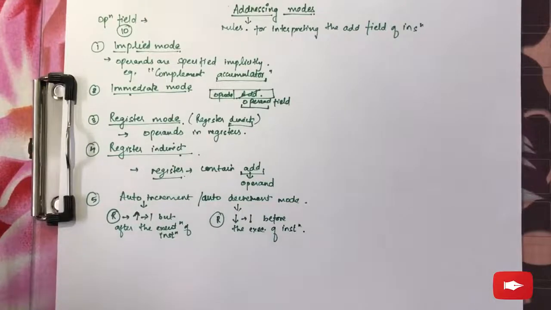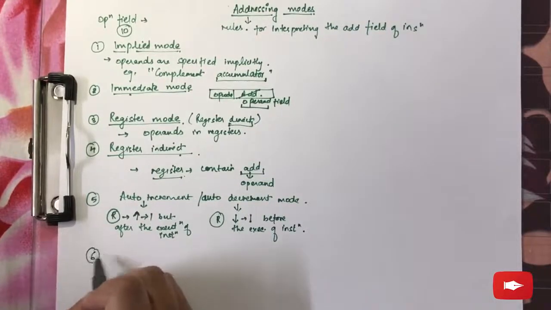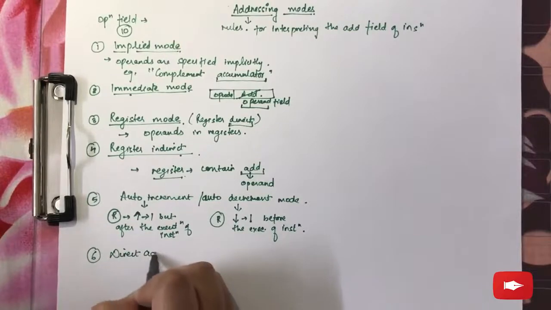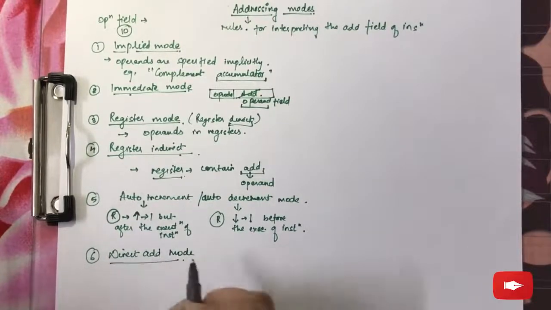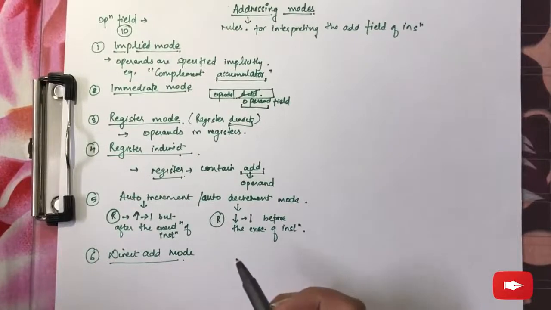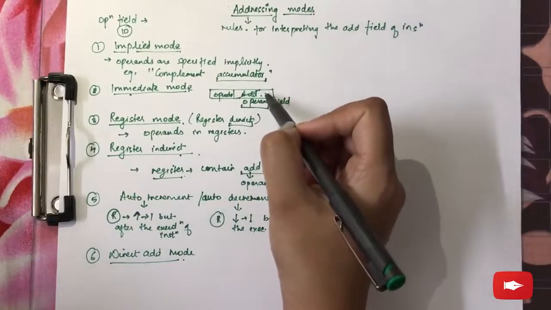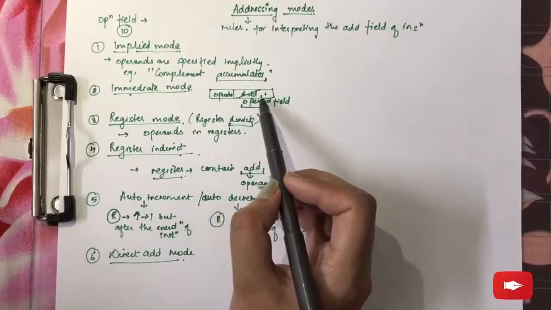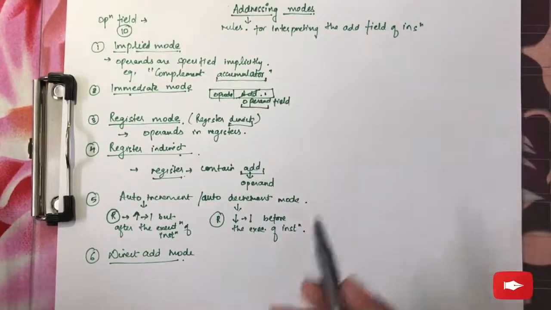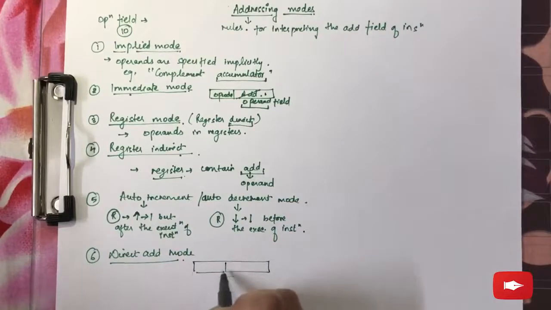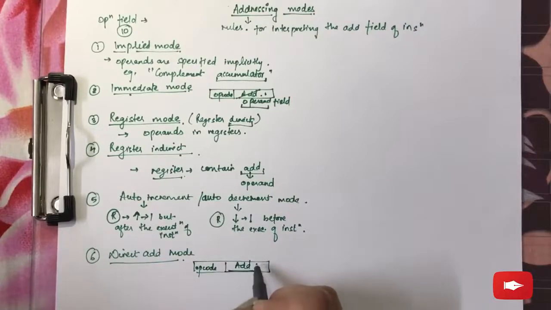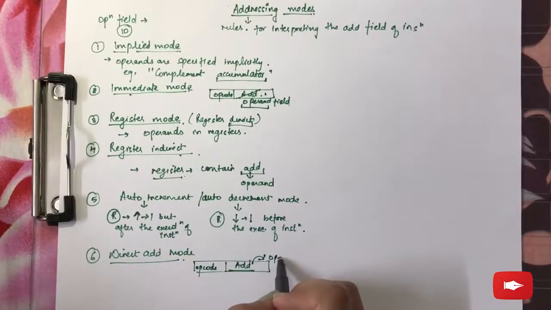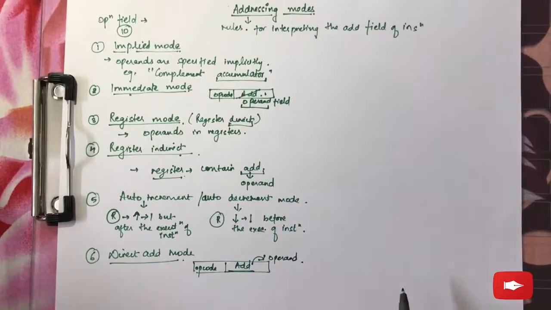Next is the direct address mode. In this, as you all know, the instruction format contains the address part like this. So this particular address will refer to the operand itself. If this is an instruction format containing the address part, this address will directly refer to the operand. So this will act as the effective address here, and this is direct address mode.